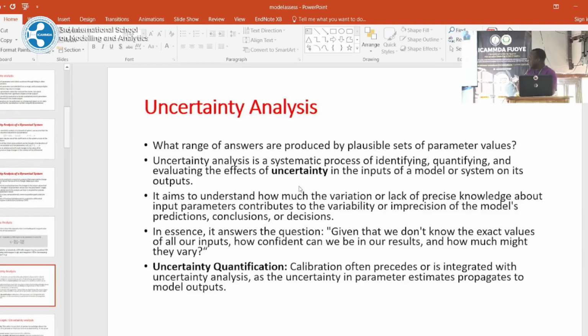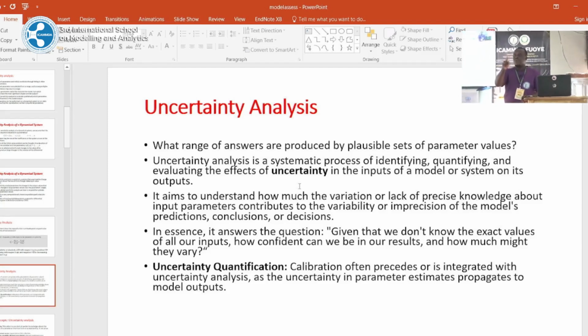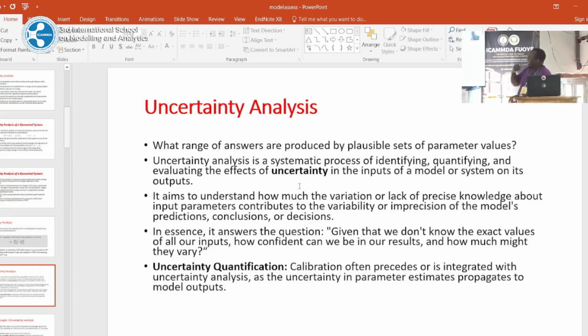Now, uncertainty analysis. This is another aspect of model assessment. You want to answer the question: what range of answers are produced by a plausible set of parameter values? Now for alpha, you could have 0.5, 1, 1.5, 2, 2.5, 3, 3.5, maybe up to 10, if it's a rate. If it's a rate, you can push it on a large set. But if it's a probability or a proportion, it's between 0 and 1. Uncertainty analysis is a systematic process of identifying, quantifying, and evaluating the effect of uncertainty in the input of a model or system on its output.